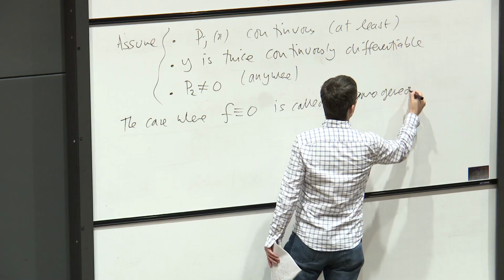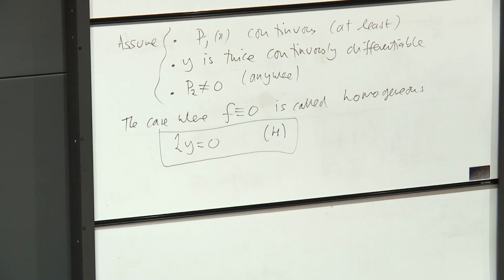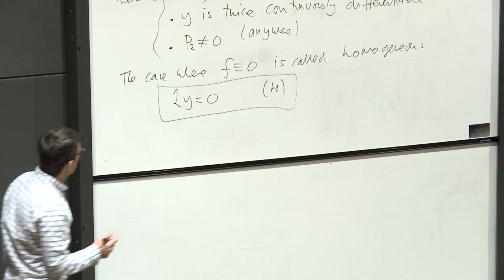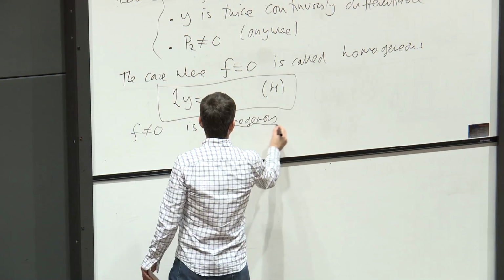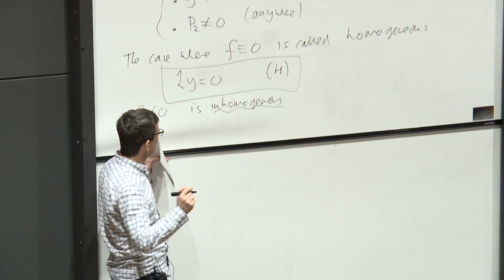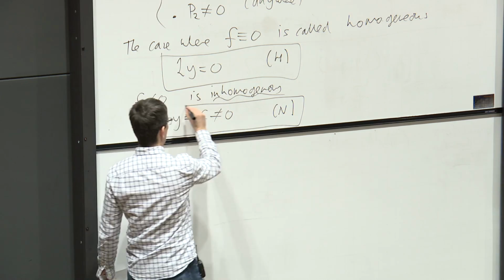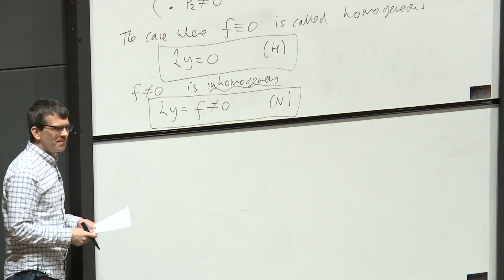So that is going to be referred to throughout as H for the homogeneous problem. Okay. And the case where f is not zero is called inhomogeneous. And for some reason, this conventionally is labeled N for sort of non-homogeneous. Is that okay? Is that clear? Yeah? All right.